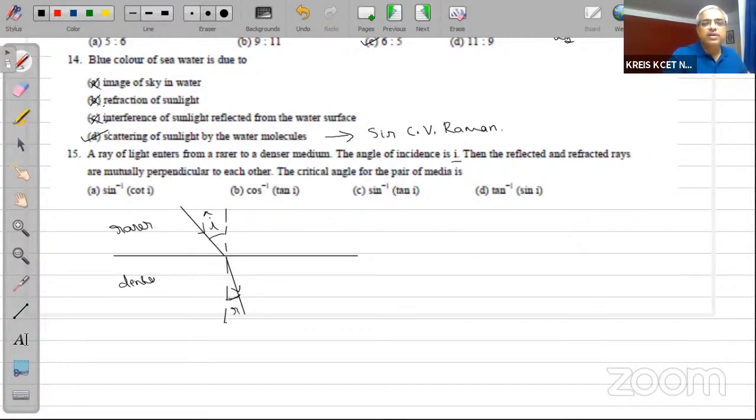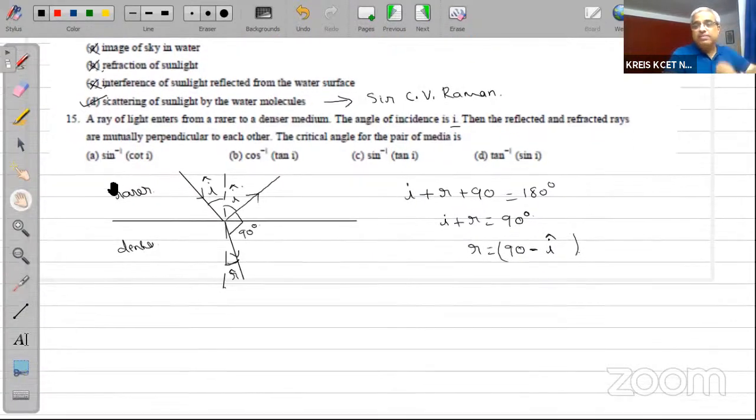Now what is known to me is that the reflected light and the refracted light are making an angle of 90 degrees. So this is I and this is R. Now look students, I can show you that I plus R plus 90 degrees should be 180 degrees. And therefore I plus R is equal to 90 degrees. So the angle of refraction is 90 minus I. Note down 90 minus I.